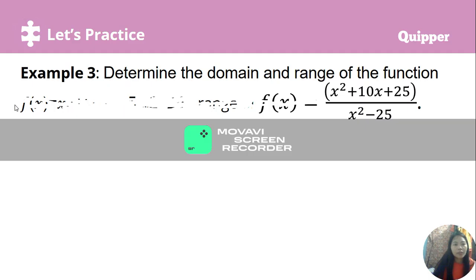I can annotate it. I forgot that I can annotate. Okay.